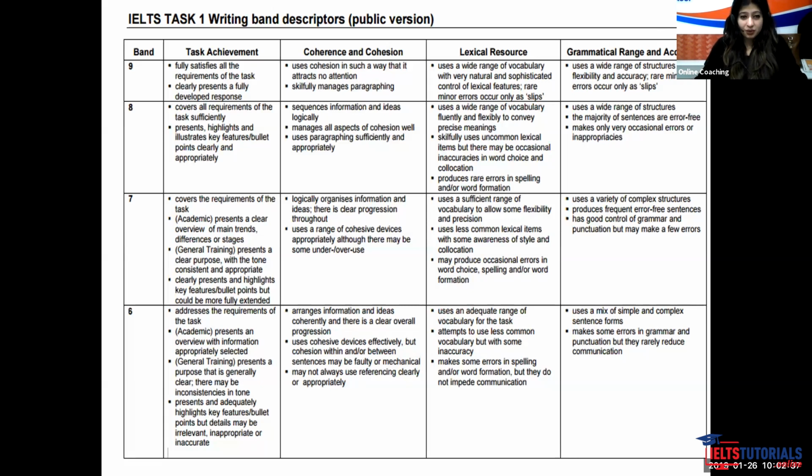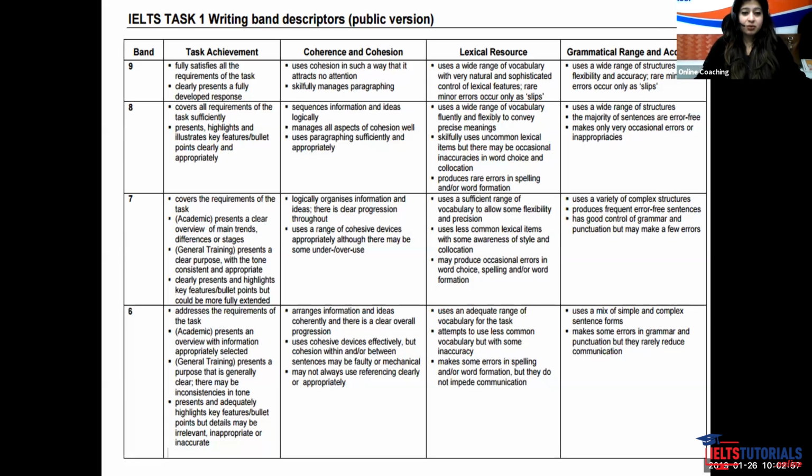So do we have an overview here? What is the presentation and highlighting of the key feature? The presentation and highlighting of the key feature is nothing but your overview. If you're writing a good overview, definitely you're going to score more marks in task achievement. Okay.